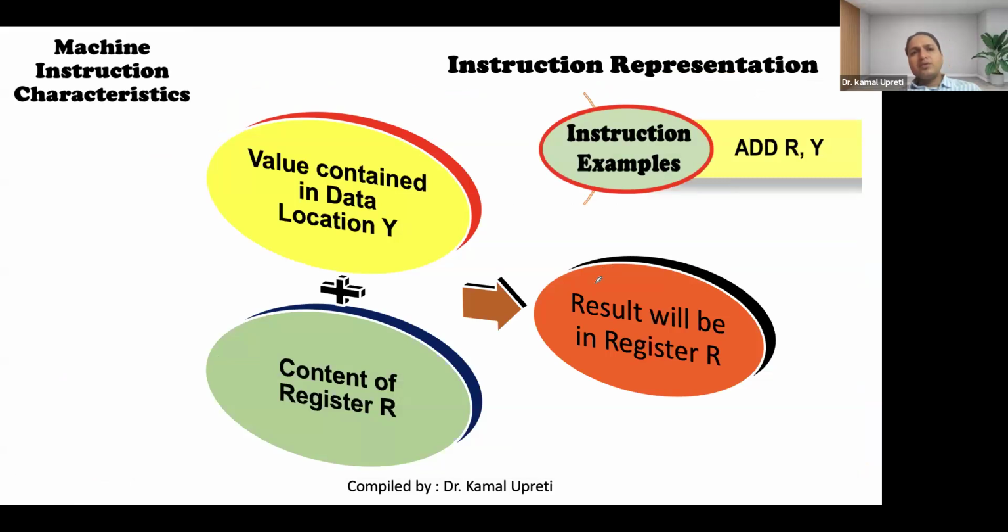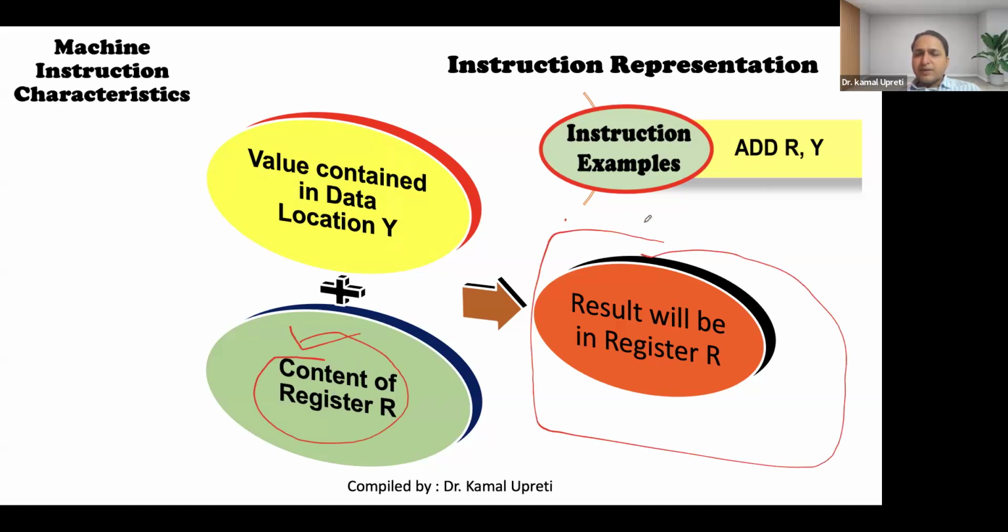Next we are going to machine instruction characteristics, which is very important and very prominent for us. We have multiple instructions, but the question is which instruction becomes fruitful for us. You can see here it is a value contained in data locations. We have multiple locations. Once the value is contained in a certain location, we need to take registers as well. We have a certain number of registers. After adding, we need to process the result in a register, and see whether we get the desired result or not.